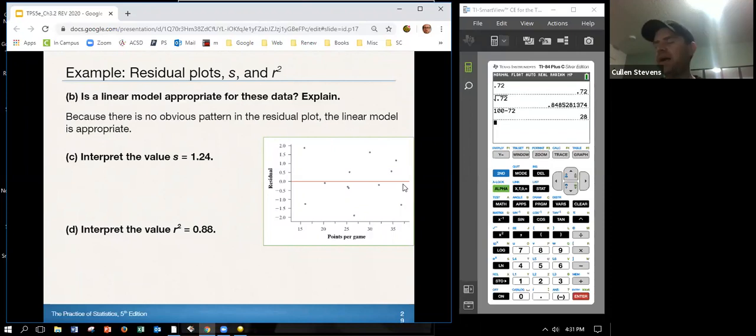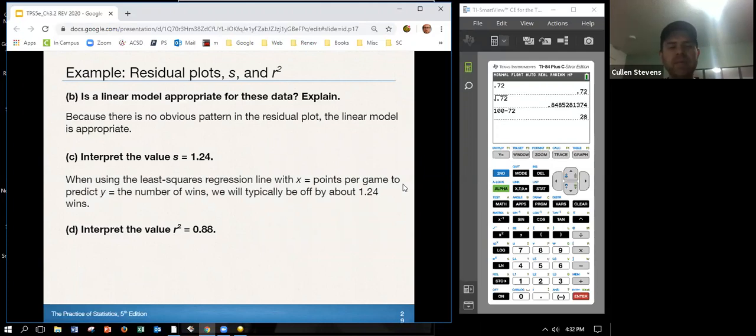Let's interpret the value S is equal to 1.24. Do you remember what S is? All right, I'm going to give you a pause. Think about this yourself. Pause the video and answer this before I show you the answer. All right, don't just wait. Hopefully you've tried this yourself. Think about what it is. Okay, here we go.